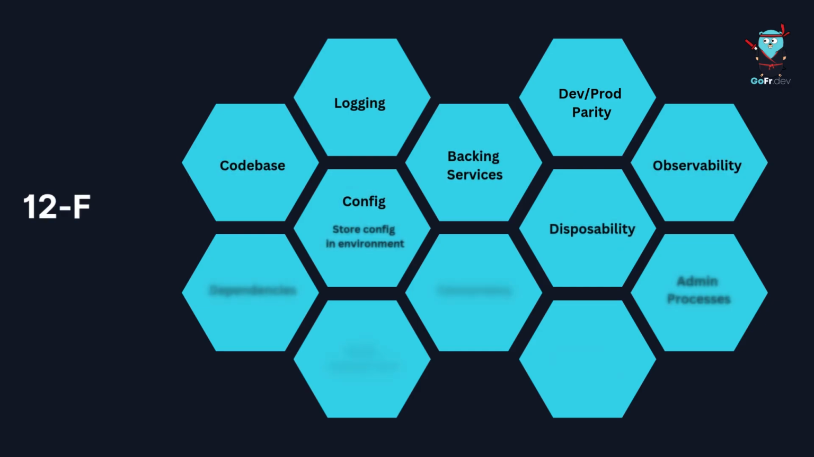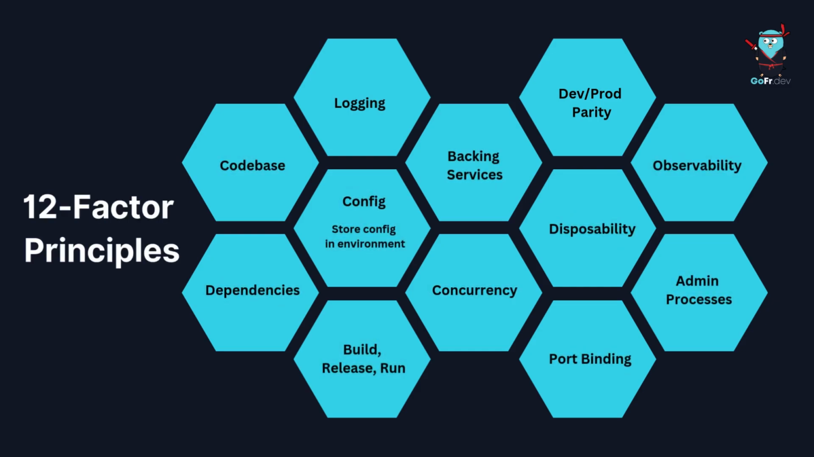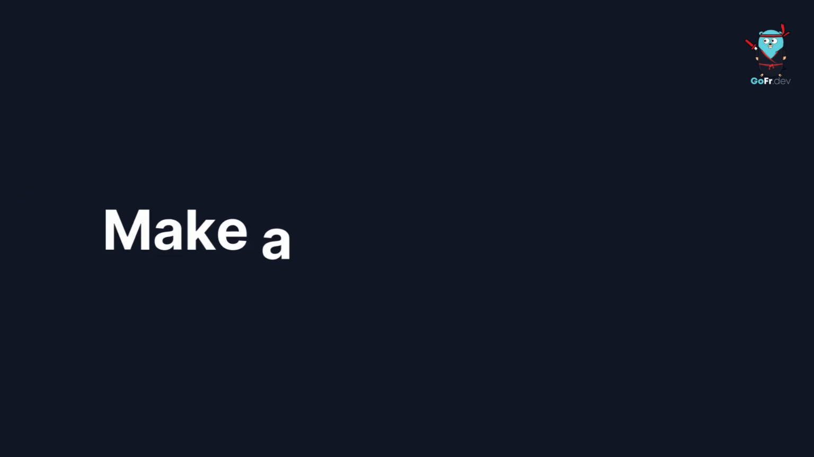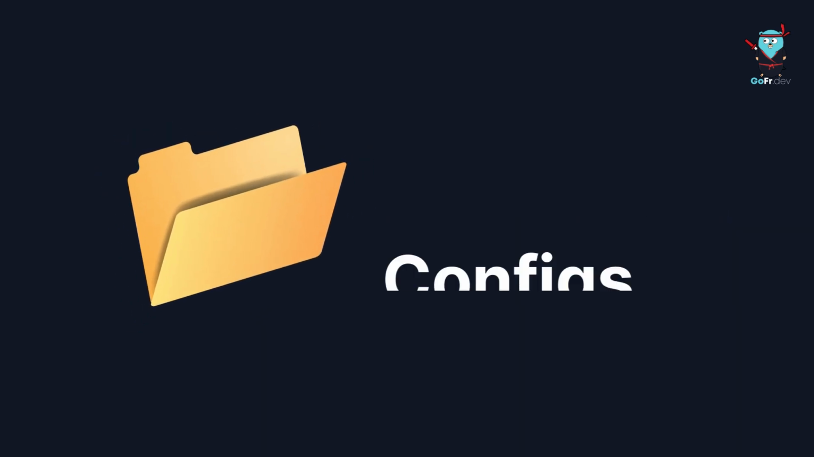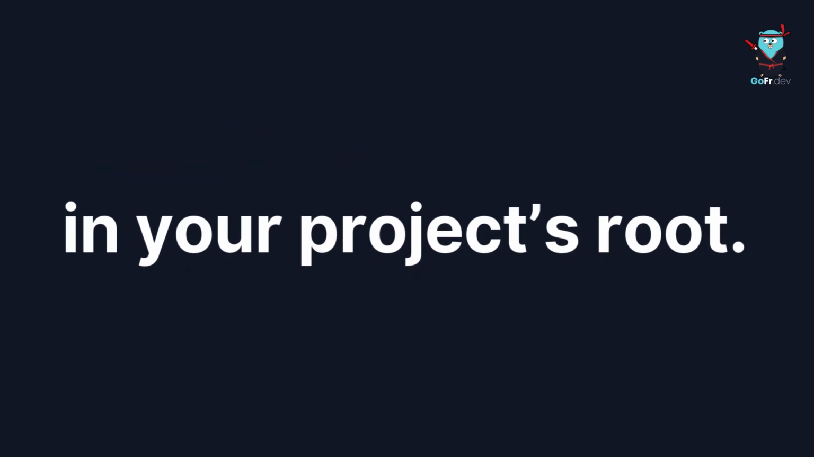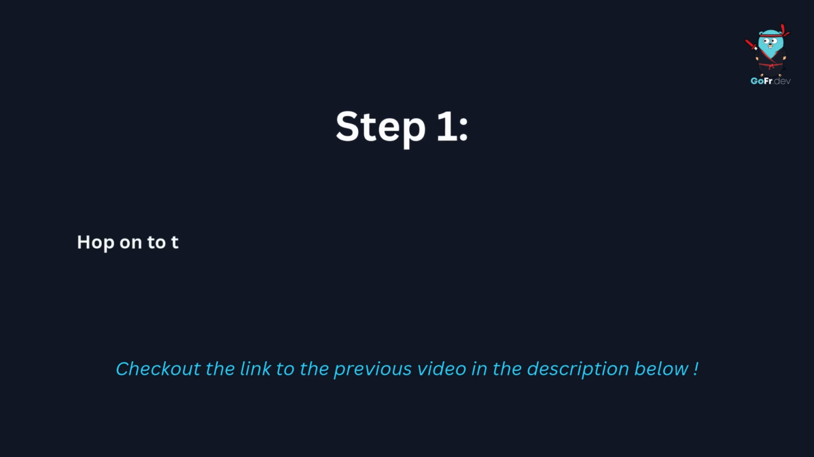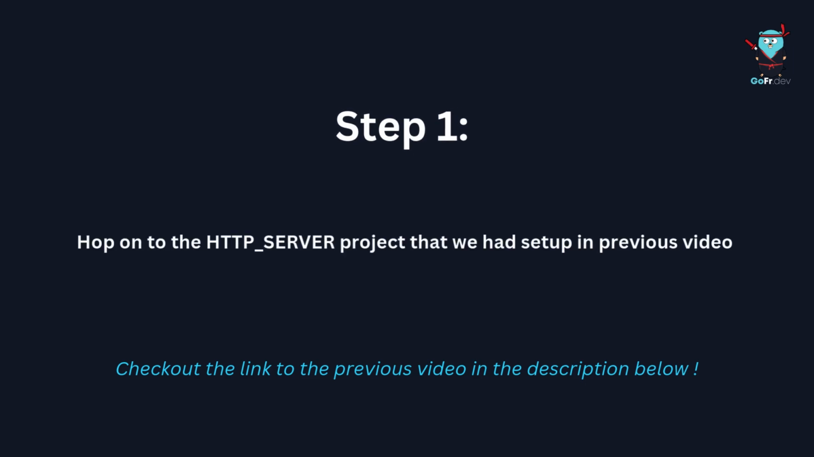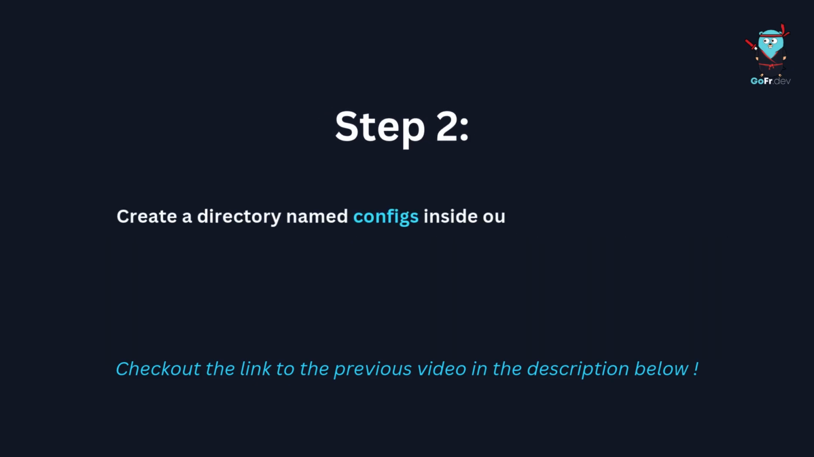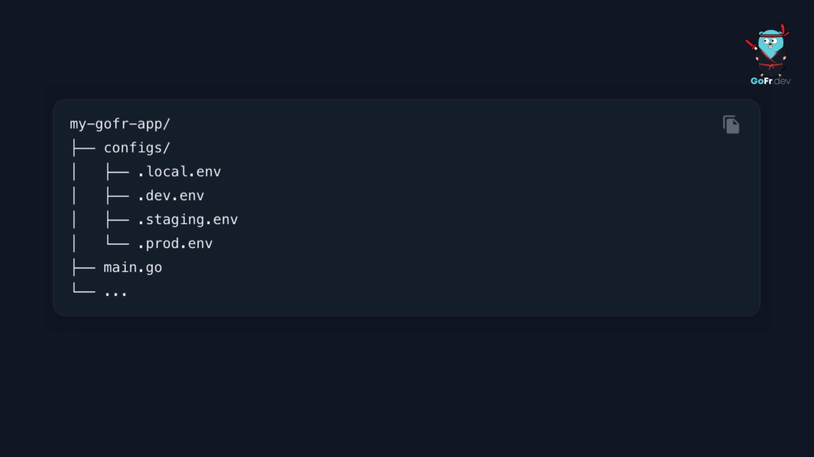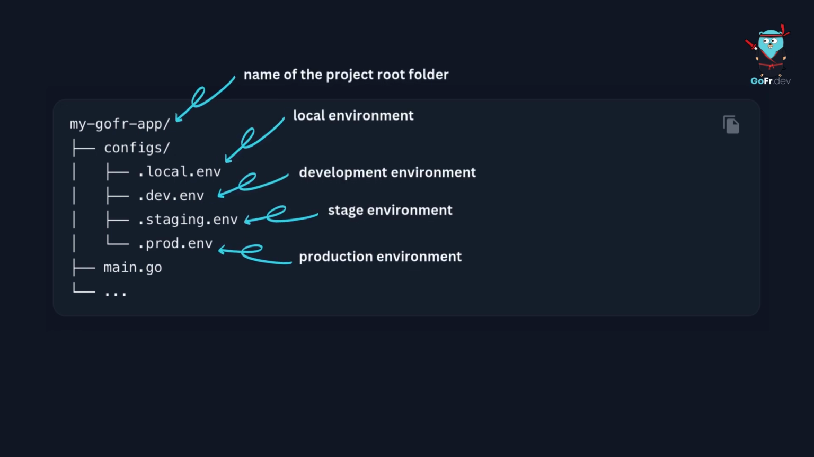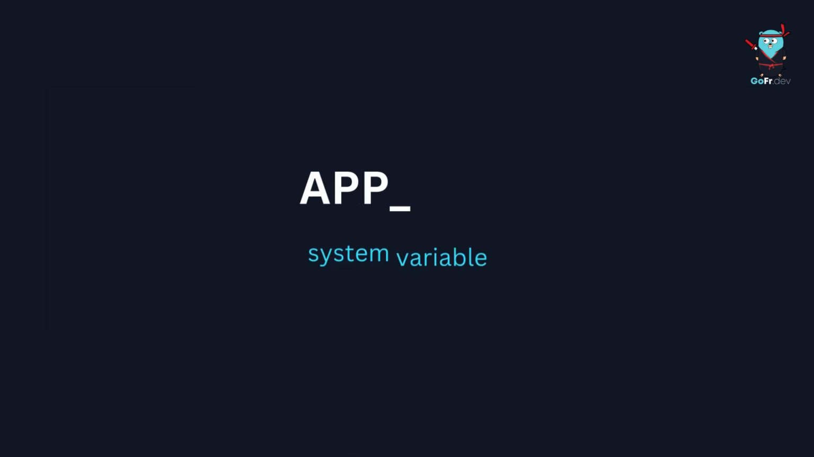We simplify configurations by following the 12-factor app methodology, which separates configurations from the application code. And all you need to set that up is just a configs directory in the root of your application. So going back to our HTTP server project that we had set up in the previous video, we now create a configs directory which will follow the following structure to define the configurations for different environments in our application. Here, each file corresponds to a specific environment and GoFr uses the app_env variable to determine which file to load.